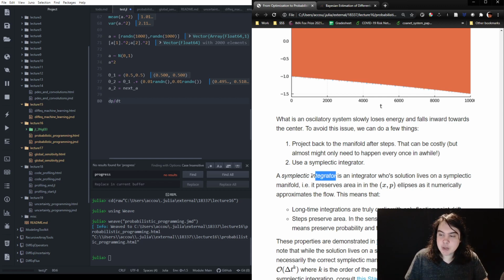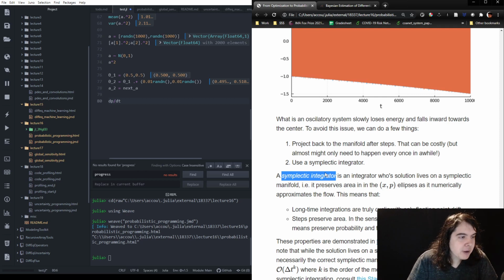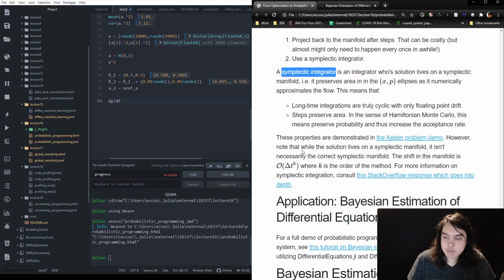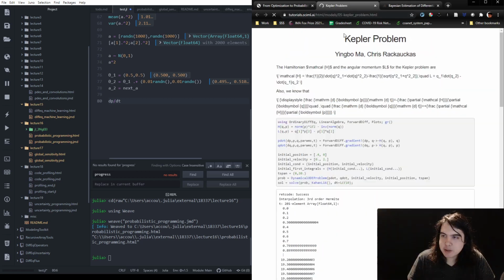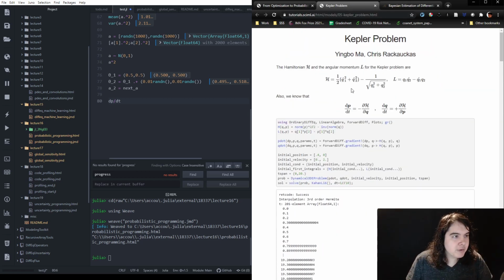And so symplectic integrators are integrators that are derived to live on symplectic manifolds, where manifolds defined by Hamiltonians are symplectic manifolds. This is a very deep topic, so I'm not going to describe it in full detail, but I'll showcase some results with symplectic integrators.